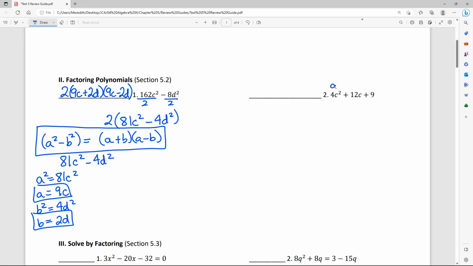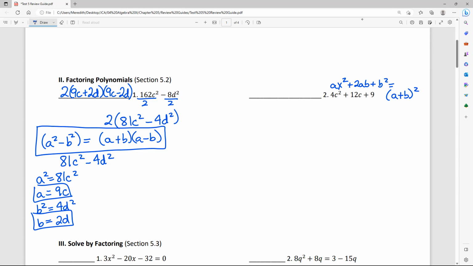So if this is ax squared, well in this case it's c, ax squared plus 2ab plus b squared equals, that would be a square of a sum. So that is your a plus b squared. So this gives us a perfect square trinomial, and that gives us the square of a sum.